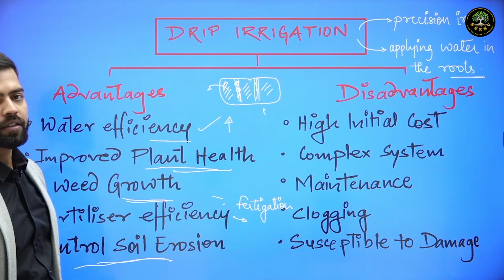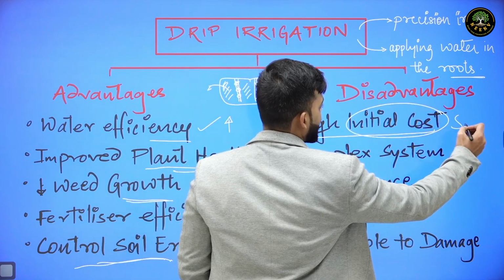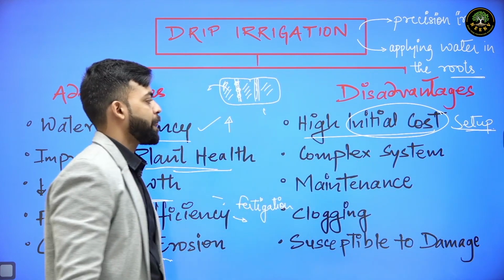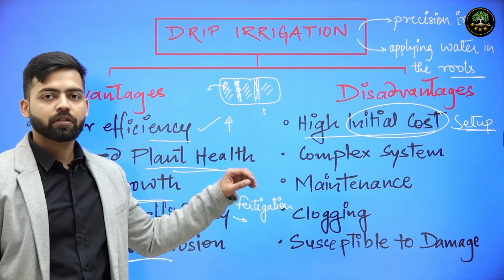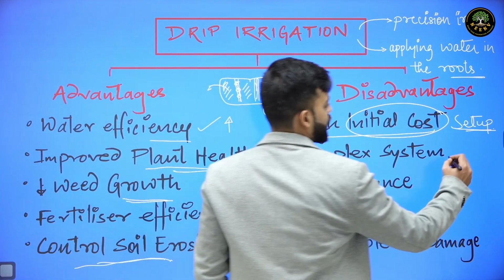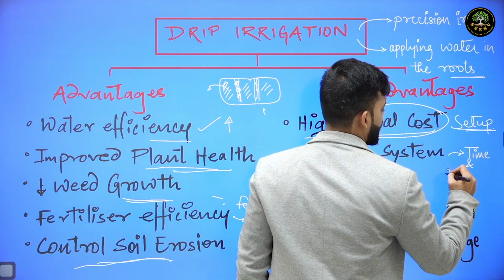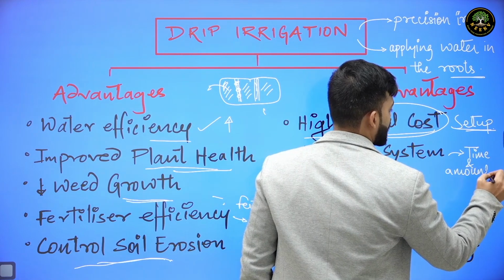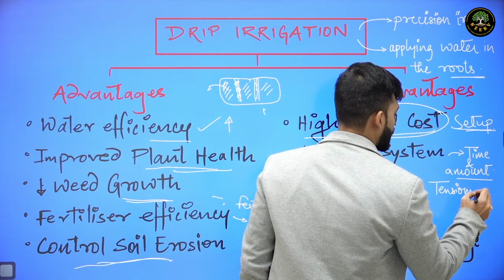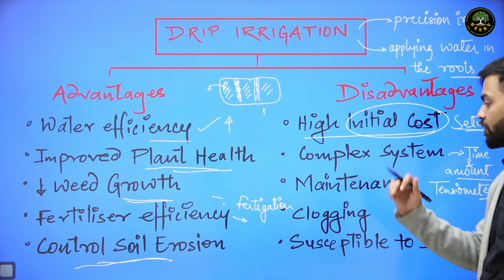As far as disadvantages of drip irrigation are concerned, high initial cost is there. The setup cost is very high because of the pipes required for drip. The system is complex because of the use of tensiometer, that is, to ensure timing and amount of water is controlled through devices like tensiometer, and because of this also the system becomes complex as compared to the flooding of the field.